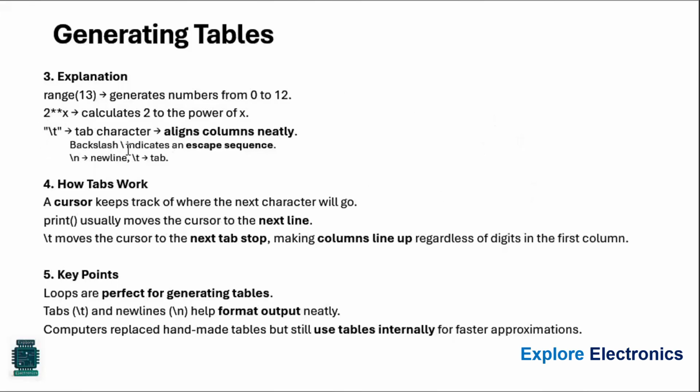And backslash indicates an escape sequence. Backslash t is the tab and backslash n is for a new line. Got it? This is the explanation of that code. How tabs work, let us see.